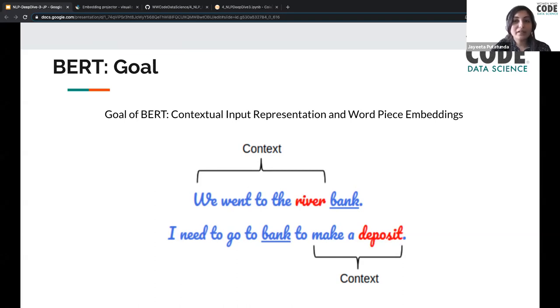So if, in this example, you have "we went to the river bank" and "I need to go to the bank to make a deposit," both of them have very different contexts, and the differentiating words are river and deposit. If you do it in a step-by-step iteration model using continuous bag of words or skip-grams, it might not capture it very clearly. But using the methodology of BERT, it captures those implications.